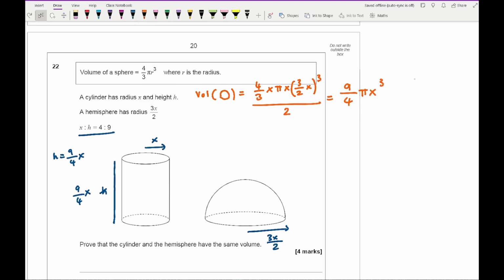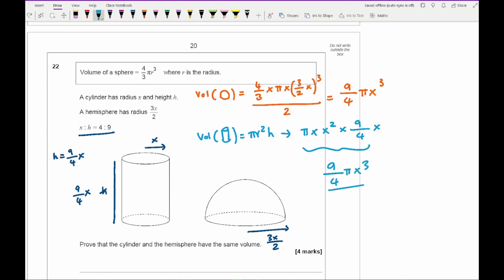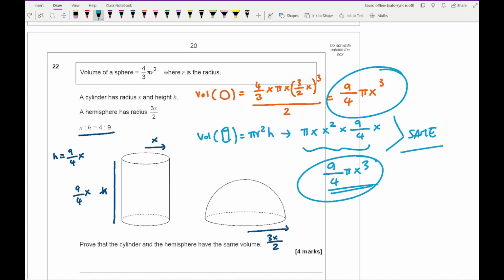So then to work out the volume of the cylinder, the formula is pi r squared times h. Substituting those numbers in, I've got pi times the radius, which is x squared, multiplied by 9 over 4x, and then simplifying all of this, I end up with 9 over 4 pi x cubed, and as you can see, these two things here are the same. And there we go.